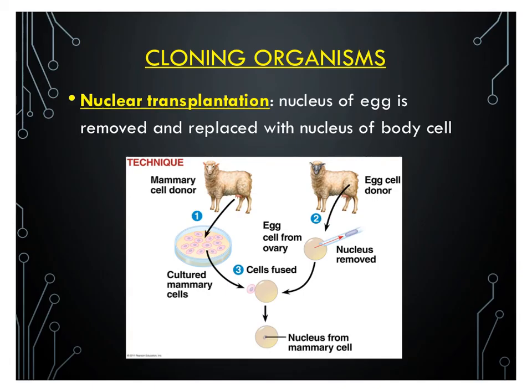Cloning organisms is something that has been done. It was a big deal when they cloned Dolly the sheep. That is her name. This is where you do something called nuclear transplantation. You take the entire nucleus of a cell, all the DNA, and you transplant it into a body cell. So you're not taking a portion of the DNA this time. It's not a recombinant portion. It is the entire nucleus. You move from one cell to another.